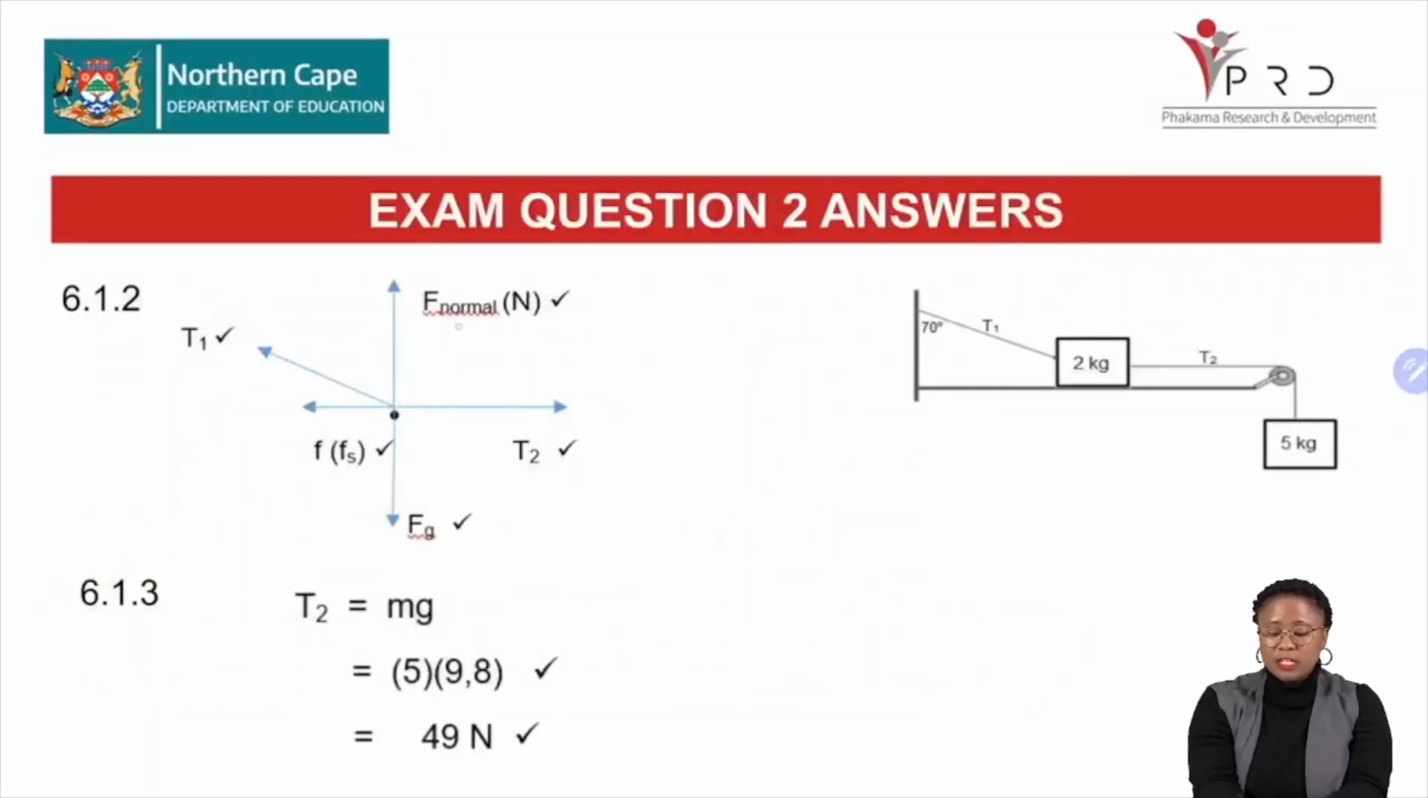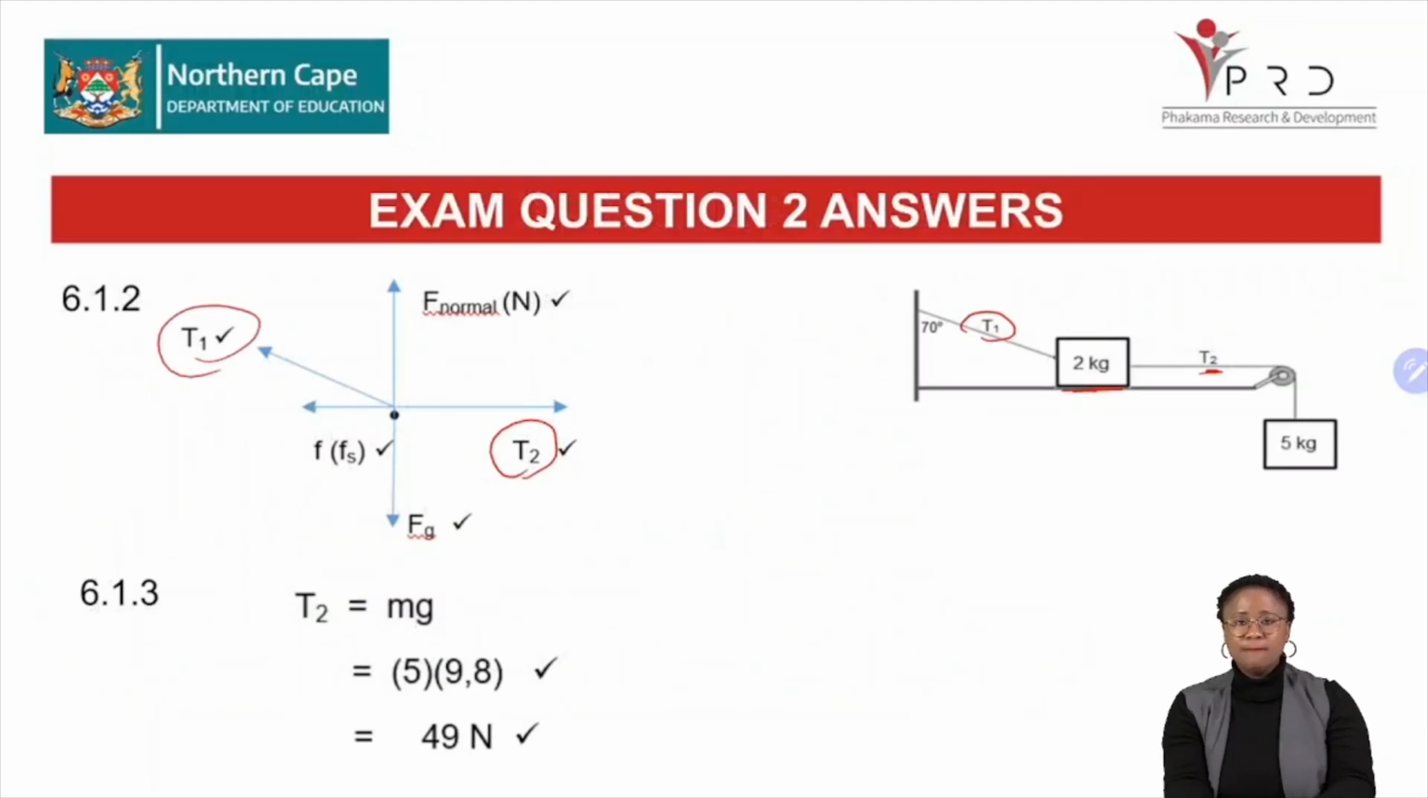Now, the first thing that you must remember, I still have my 2 kg block. I have T2 that is going to the right hand side. There is my T2 going to the right hand side. I have my T1 acting at an angle. Remember, what did we say about forces that are acting at an angle? When you draw a free body diagram, you draw it as it is.